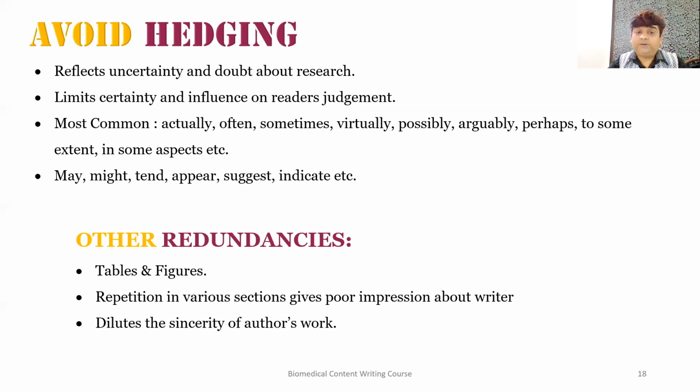Then we come to the other redundancies. Redundancies means the things which you can remove from your writing, like the tables and figures. Most of the time when you write about the sciences, you do the repetition: you write the same thing in your table and then you put the same thing in your text as well. So avoid that. Never repeat the same things in the tables, then the figures, and then in the text. And the other thing is, repetition in various sections gives a very poor impression of the writer.